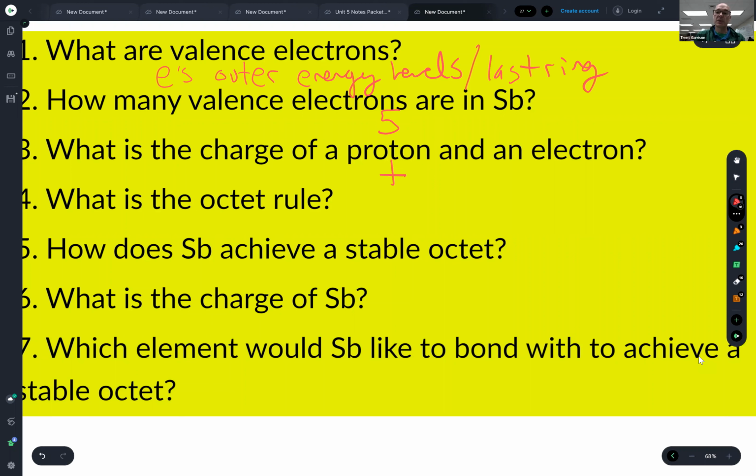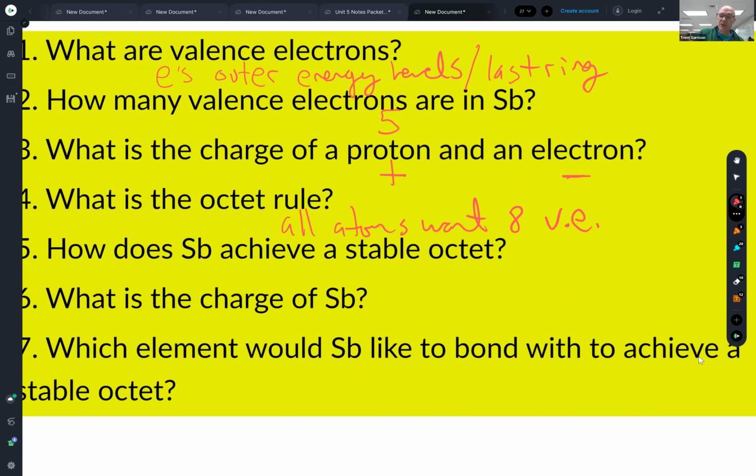What is the charge of a proton? It is positive. What is the charge of an electron? What is the octet rule? It says that all atoms want 8 valence electrons. So if you don't have 8, you're going to steal them, or you're going to give them away and lose an energy level so that you have the stable octet.